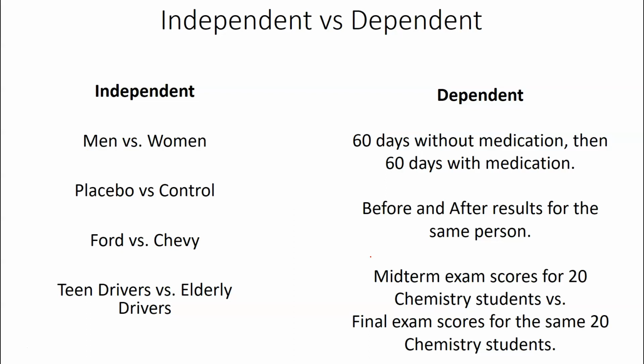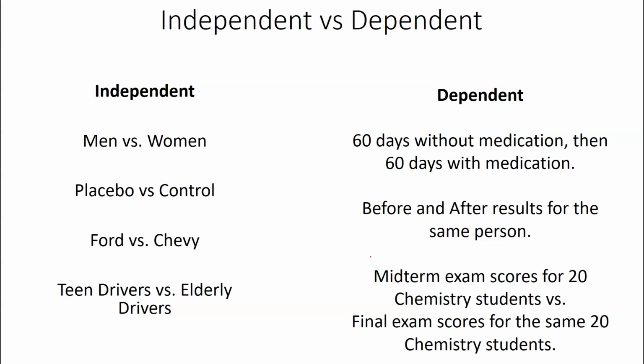Again, we've done this before, but just to reinforce it. On the left here are some examples of independent samples: men versus women, because they can't be the same people. Placebo versus control, they can't be the same people. Ford and Chevy. You can't have teen drivers at the same time being elderly drivers.